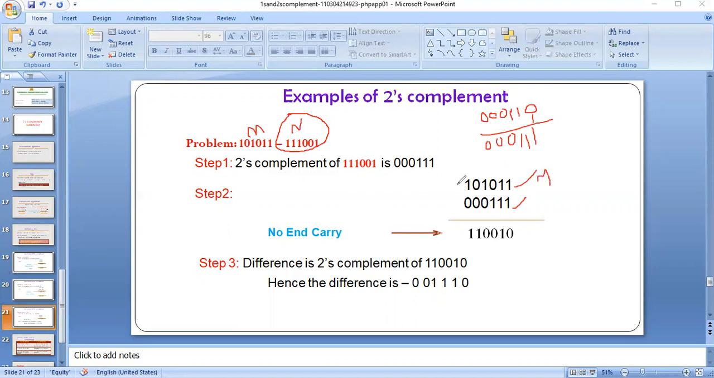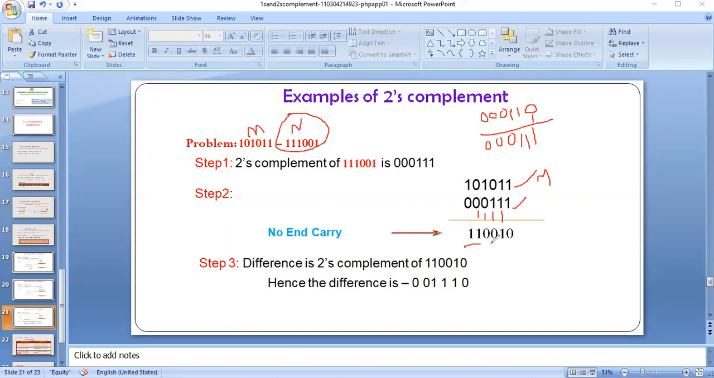After that, what we have to do? We have to add this minuend and the 2's complement result. See here, 1 plus 1. 1 is the carry, 0 is the sum. Here we have 3 ones. So 1 is the carry and 1 is the sum. And 2 ones, 1 is the carry, 0 is the sum. And 2 ones, 1 is the carry, 0 is the sum. And 0 plus 0 plus 1. We have 1 and 1 plus 0, 1.